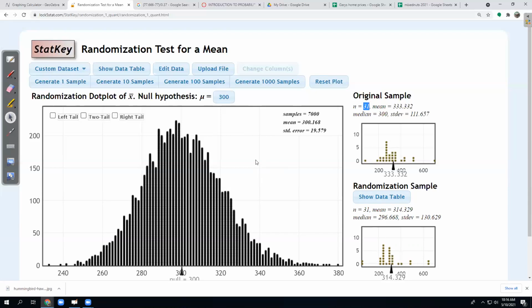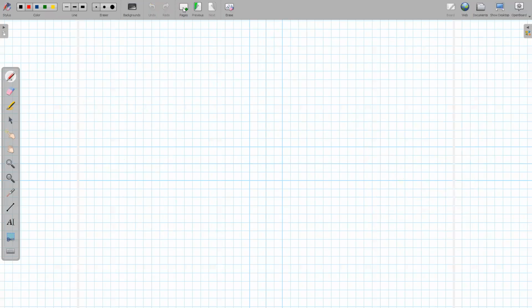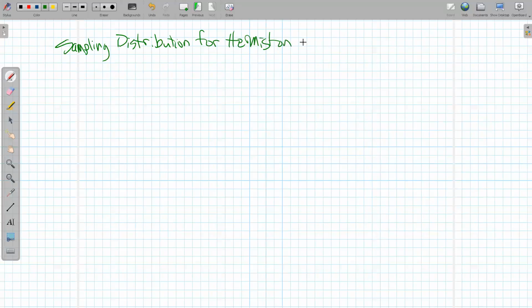So here's my sampling distribution. All right, so what next? Let's draw a little sketch to show where we're at. So this is my sketch for a sampling distribution: Hermiston home prices. And for the application, I didn't ask you to draw it. Well, I said you could draw it, but you could just copy and paste the Stackkey picture.